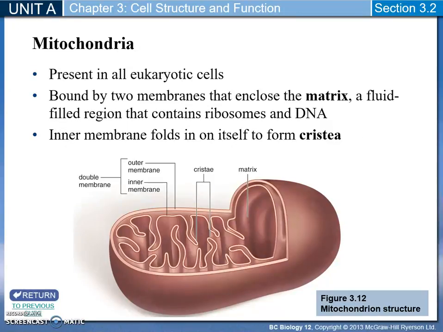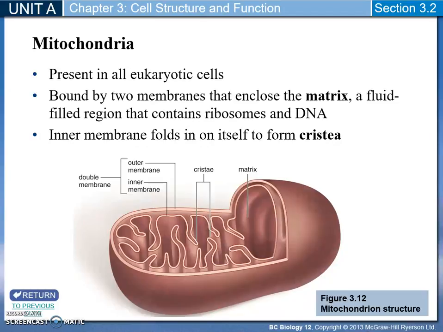So here we have the mitochondria. They are present in all eukaryotic cells, as we mentioned. They're bound by two membranes that enclose the matrix of the mitochondria, a fluid-filled region that contains ribosomes and DNA. The inner membrane folds in on itself to form what are referred to as cristae.